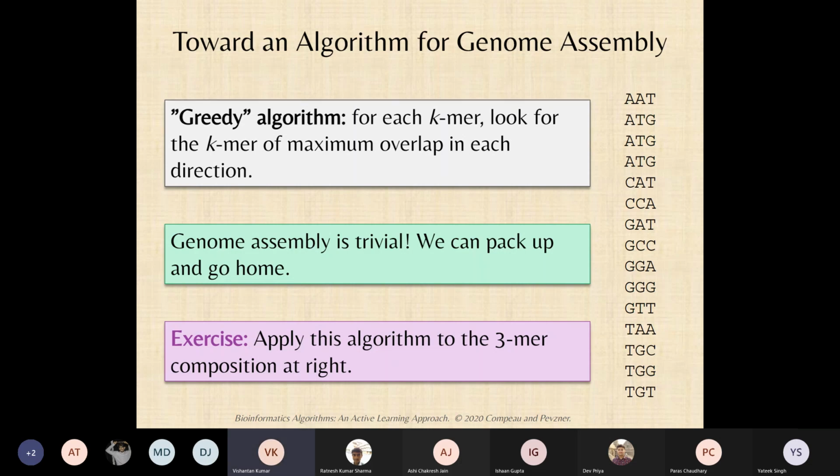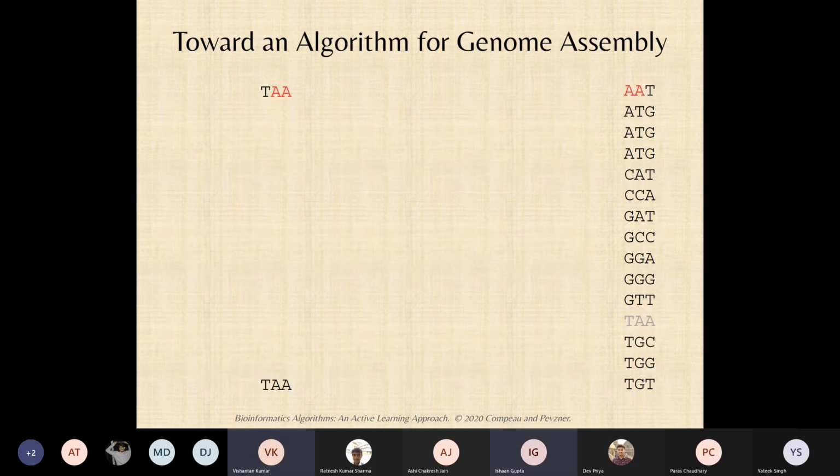The thing is, from AAT you can go to ATG, but from CAT also you can go to ATG, and from GAT also you can go to ATG. Then from ATG you can go to TGC or TGG or TGT. So there are multiple possibilities here, right? So let's start here. Let's take one of these things. Let's start with TAA like we did earlier. We have TAA and AT, right? We did that earlier as well. Now we have an AT.